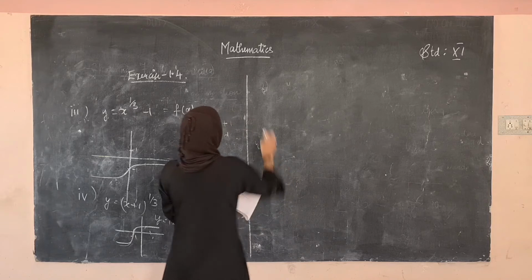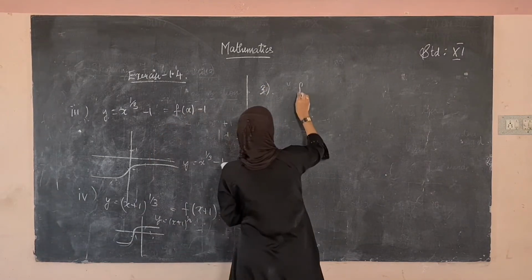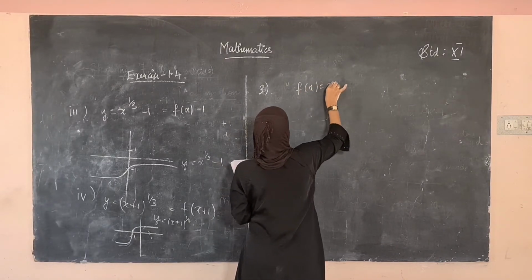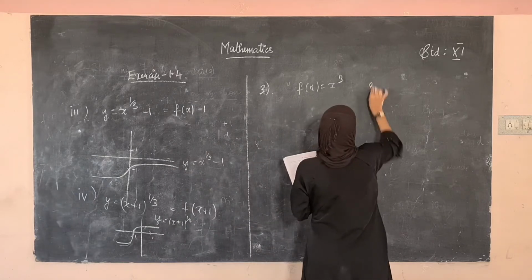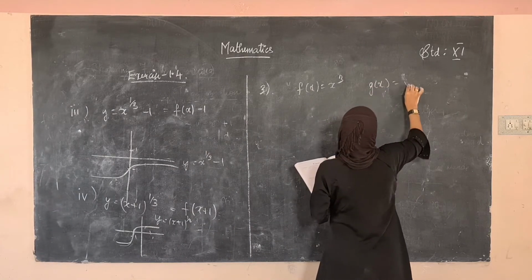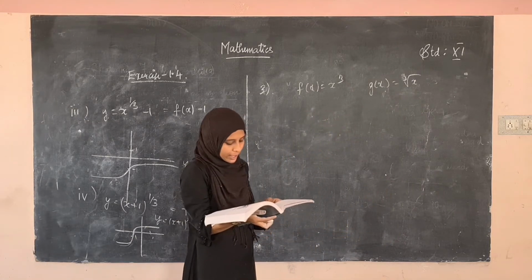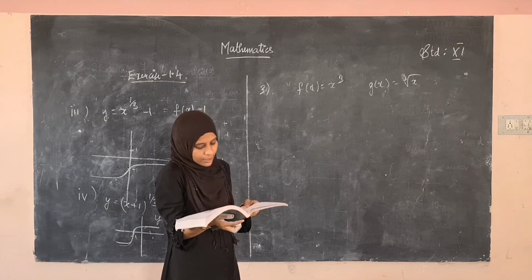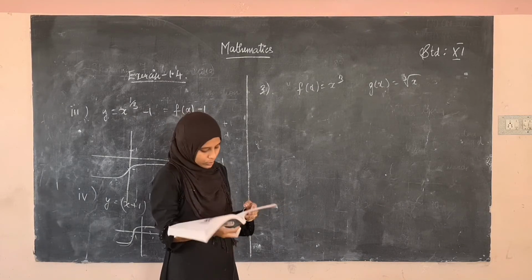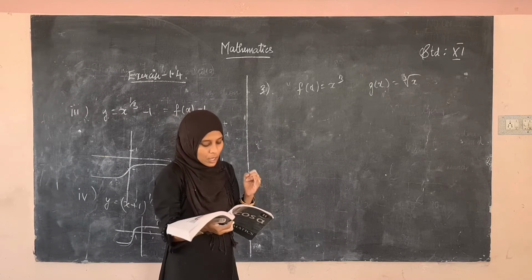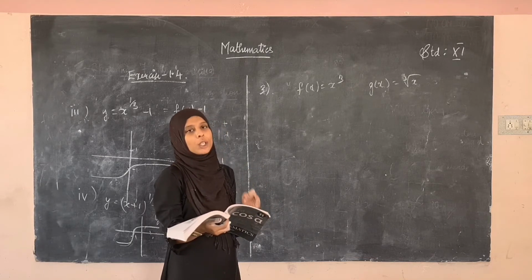So what's the third sum? Graph the functions f of x is equal to x cube and g of x is equal to cube root of x on the same coordinate plane. Find f composite g and graph it on the plane as well. Explain your results. So first we have to graph the function f of x is equal to x cube, and next we have to graph the function g of x is equal to cube root of x.